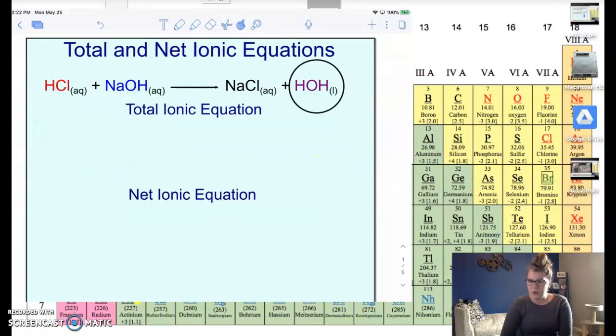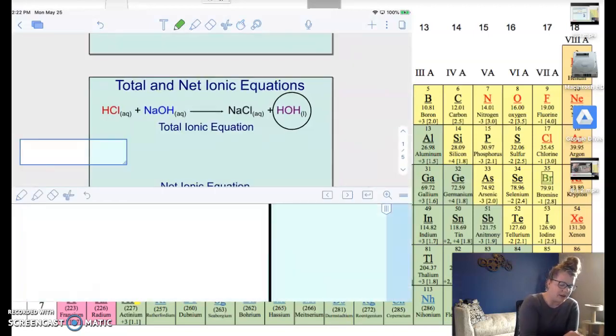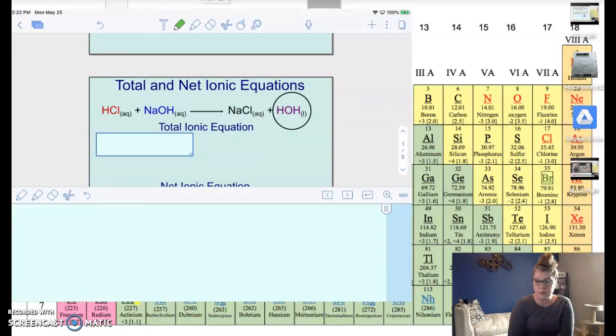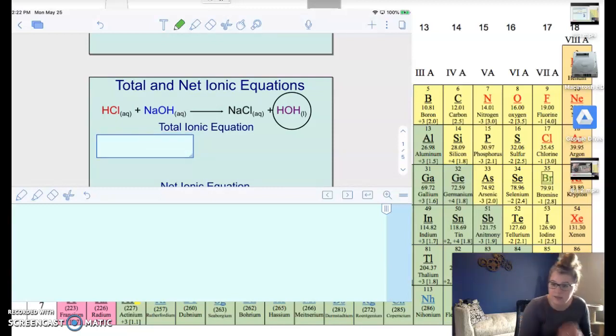So let's quickly review total and net ionic equations, if that rings a bell. Remember, total and net ionic equations are another way to write out usually a double replacement reaction. As the name implies, it is an ionic equation, so it's referring to the ions that are involved in the reaction. As a reminder, you take anything that is aqueous and you write it separated, because if it's aqueous, if it's gone into the solution, it is formed into ions.